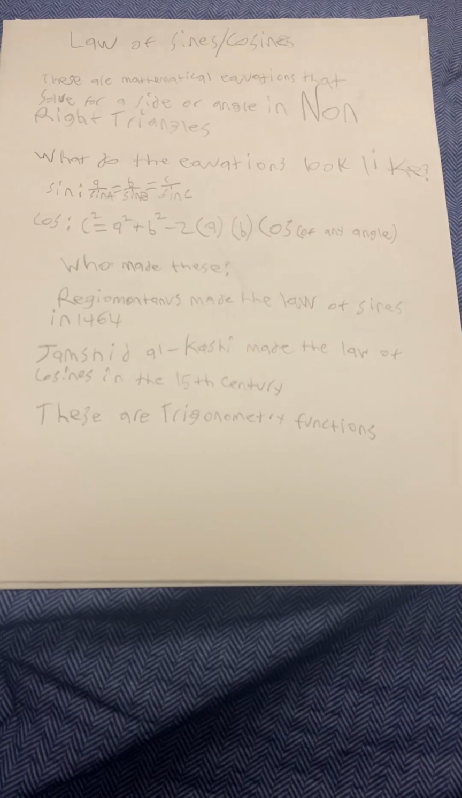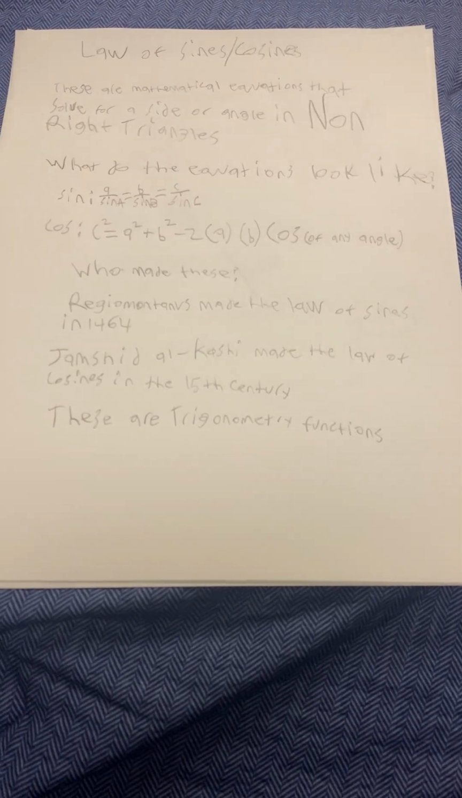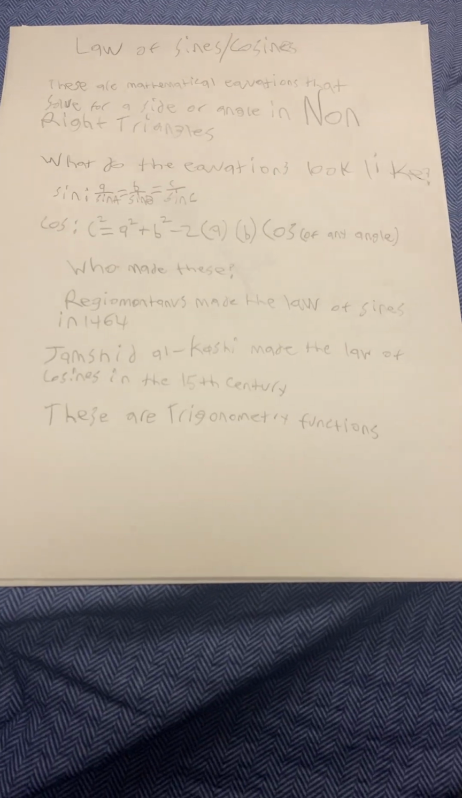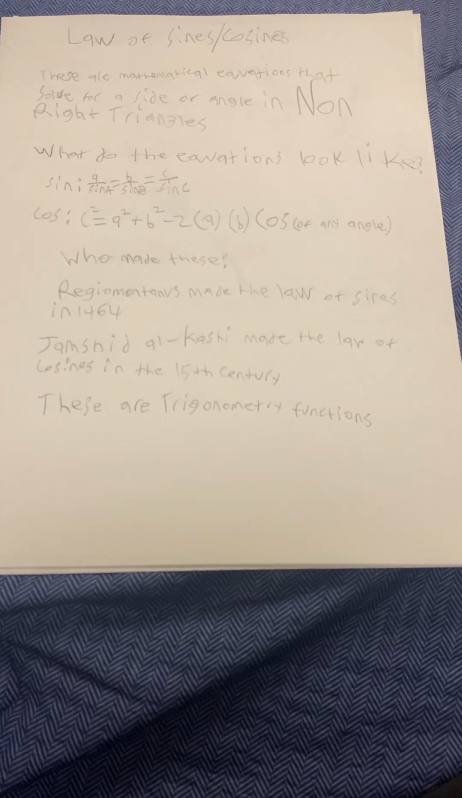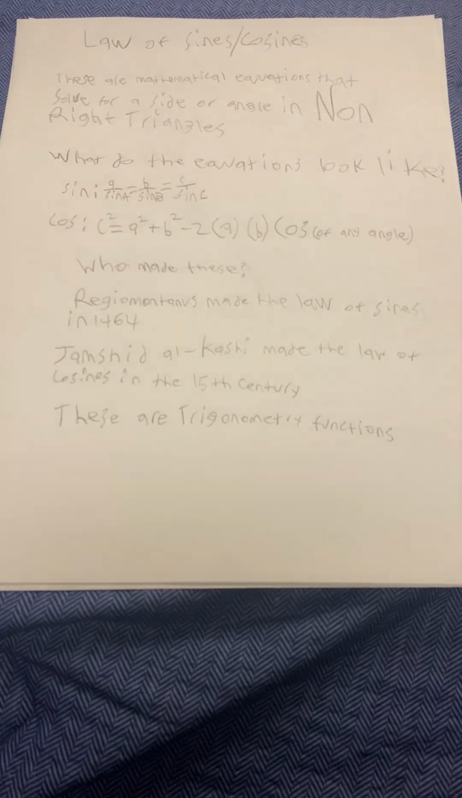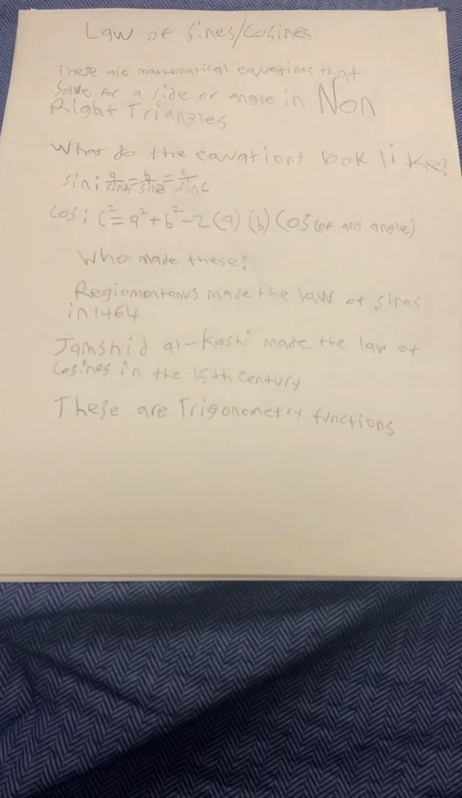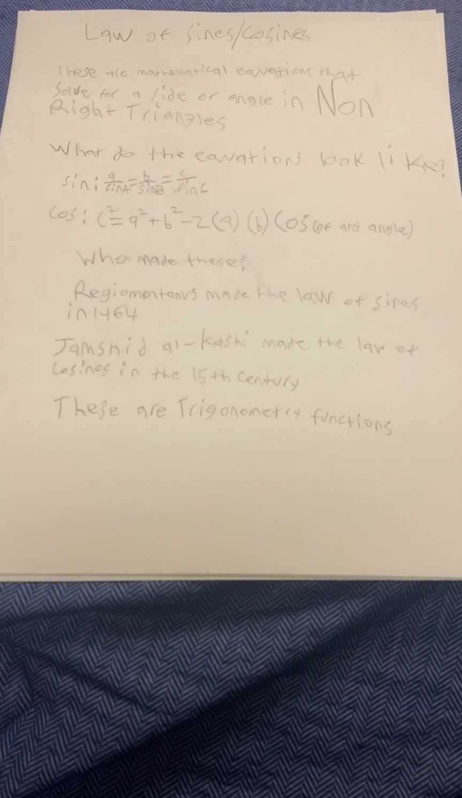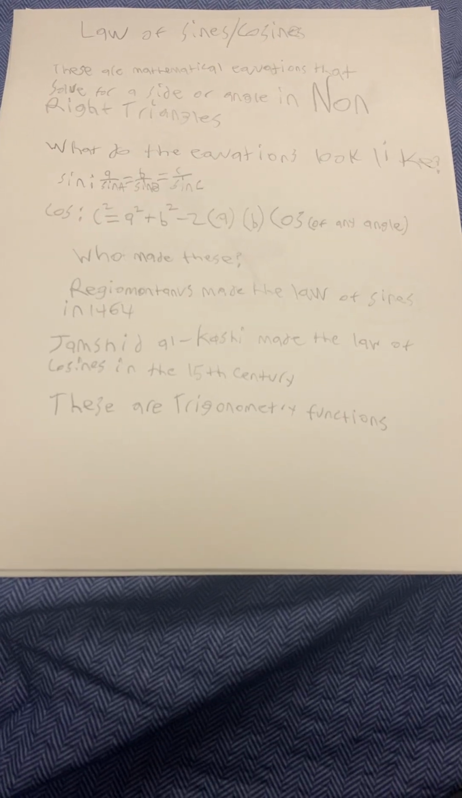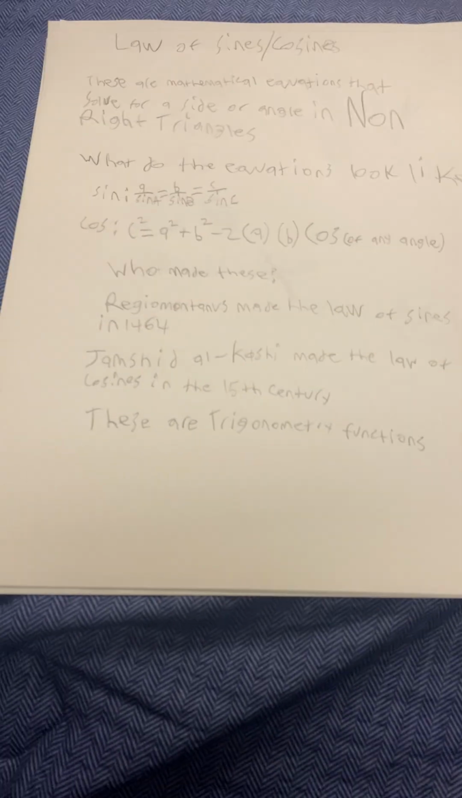Regiomontanus, an old German mathematician, made the law of sines in 1464. I believe he published a book about it, or it was a study. And then we're just going to call him Al-Kashi, because Jamshid Al-Kashi, I'm guessing, made the law of cosines in the 15th century, just sometime, and like I said, they are trigonometry functions, however you want to say it.